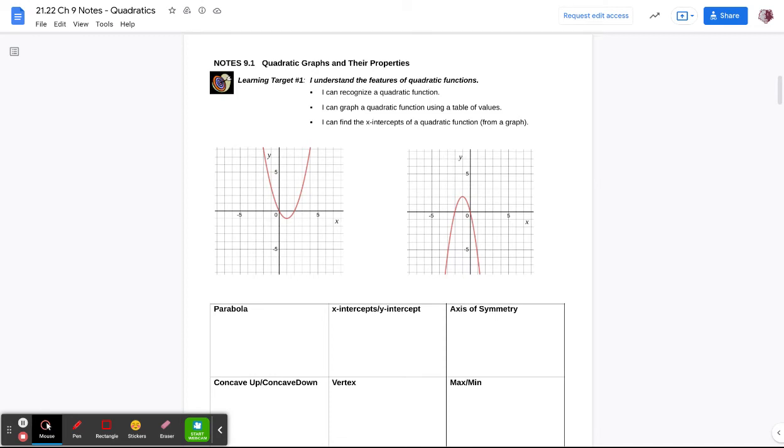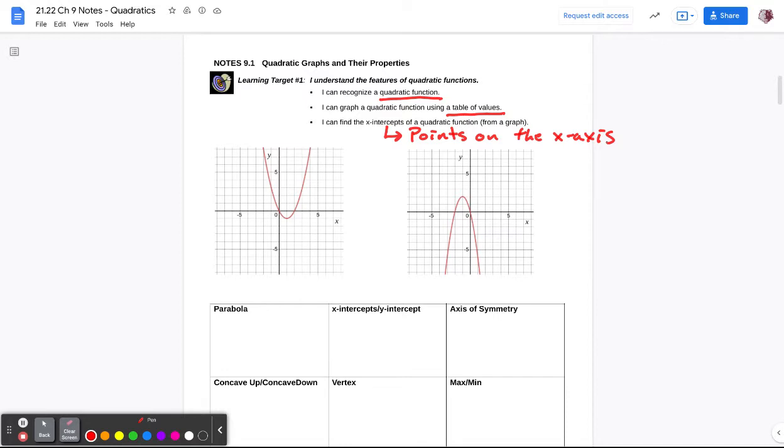All right, today we are going to be talking about graphing quadratic functions. We're going to talk about their properties. We're especially going to focus on being able to recognize what makes a function quadratic. We'll talk about a quadratic function and its table of values, and that pattern. And then we're going to identify the x-intercepts of a quadratic equation from a graph. Remember, our x-intercepts are going to be points on the x-axis. So that's going to be our focus for today.